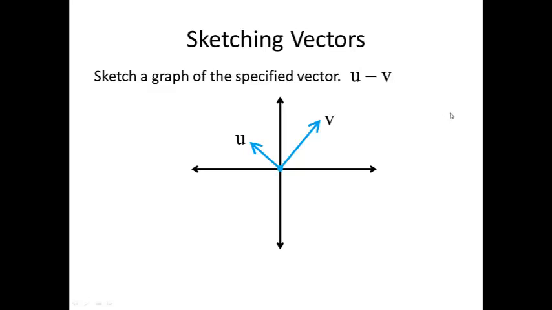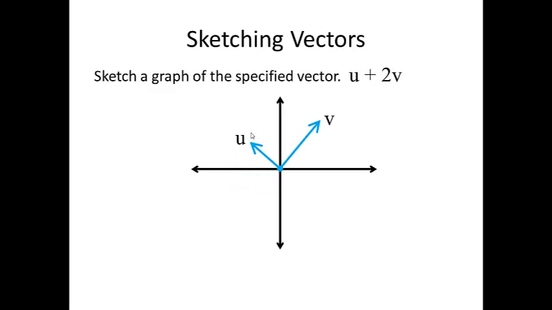U minus v. Well, u minus v is u plus a negative v. So first, let's get the negative v and add those two together, head to tail, and then you're going to get u minus v. It would be this one, right? It's kind of hard to see this way, but if you look at it that way, okay, you go in the opposite direction, put head to tail, and then you should have it.